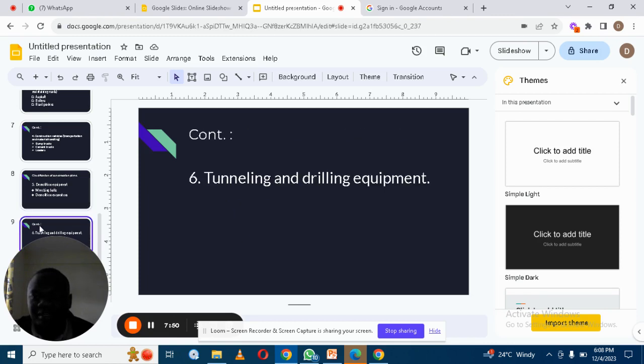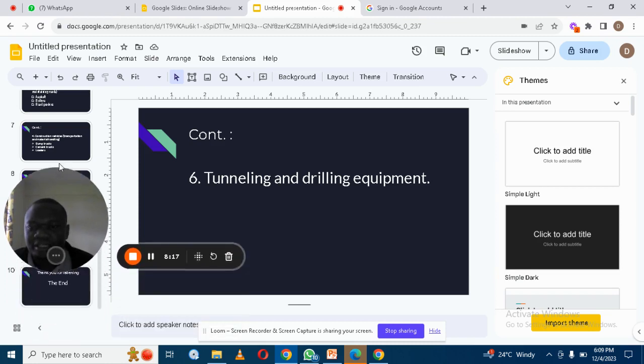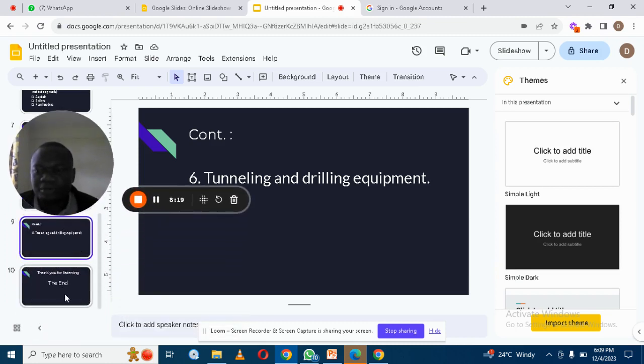And lastly, we have tunneling and drilling equipment. Tunneling and drilling equipment, these ones are used for drilling tunnels. Tunnels can be drilled majorly and mostly in mountainous areas, and some are even done in water. This is where you will use tunneling and drilling equipment.